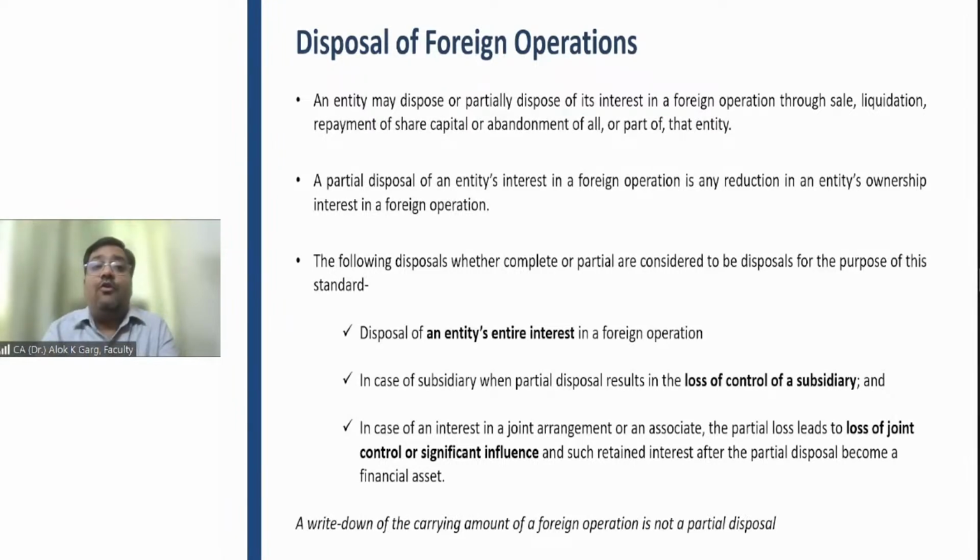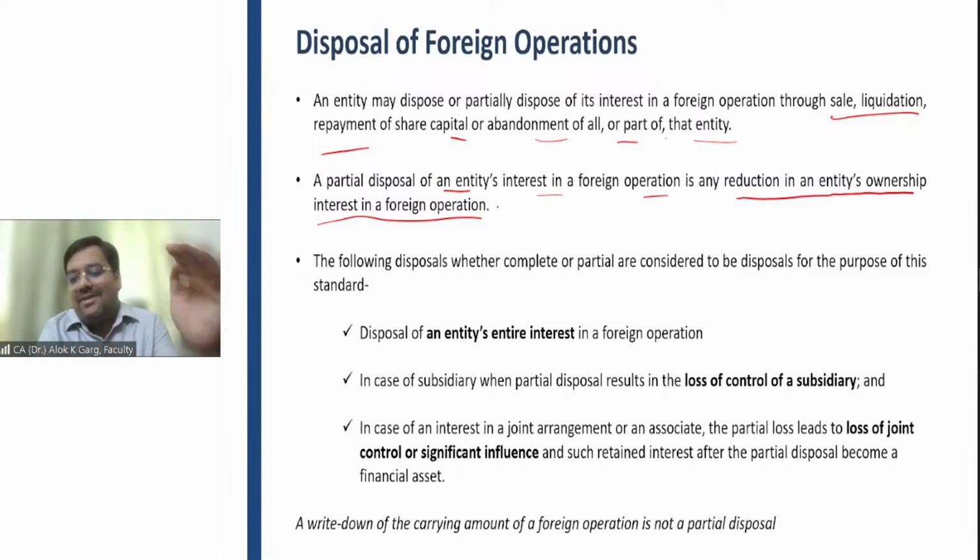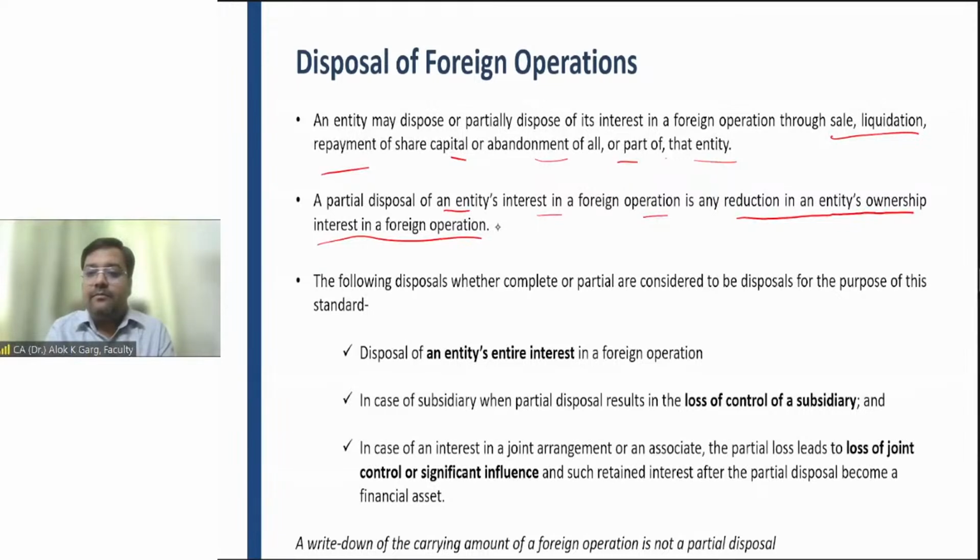So, disposal of foreign operations. An entity may dispose completely or partially of its interest in a foreign operation through sale, liquidation, repayment of share capital, or abandonment of all or part of that entity. A partial disposal of an entity's interest in a foreign operation is any reduction in the entity's ownership interest in a foreign operation. So partial disposal means reduction in the ownership, right? Is that clear? Okay.